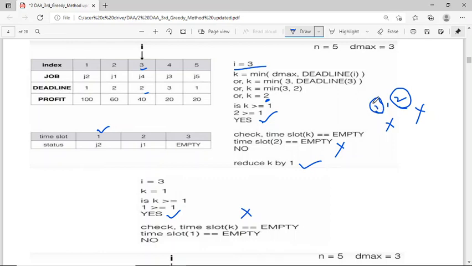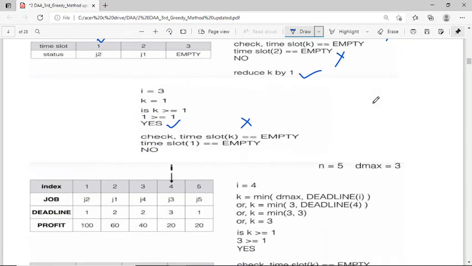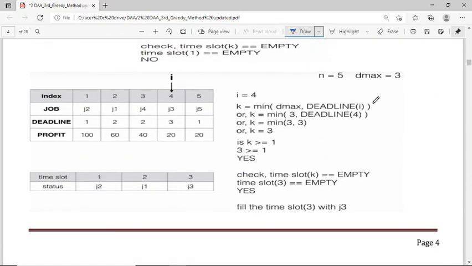Okay, now our i will be 4. I hope you understand this. The same process we are repeating again and again for the same jobs. Now we are working on this. i = 4, k = 3. What is this 3? 3 is a deadline.